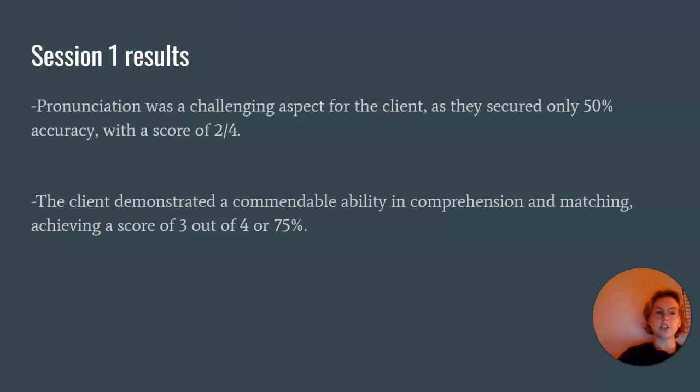So the results of teach session number 1 were as follows. Pronunciation was a challenging aspect for my client, as they secured only 50% accuracy, with a score of 2 out of 4 on pronunciation. And then the client demonstrated a commendable ability in comprehension matching, achieving a score of 3 out of 4, or 75%.